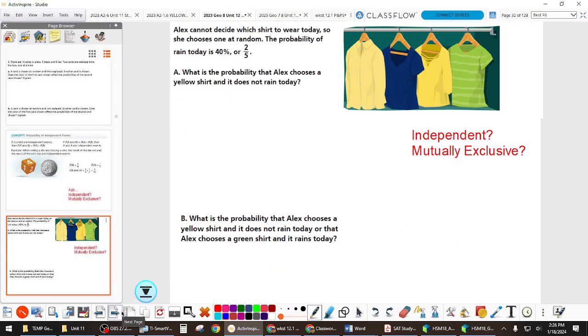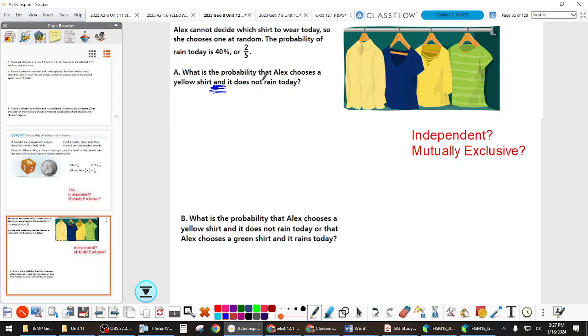Let's go to this one. Do you want a minute to write it down? Or do you want to just do it with me? Okay. All right, so Alex can't decide which shirt to wear today, so she chooses one at random. These are her shirts, okay? So she has four shirts to choose from. And then she's talking about the probability of rain today is 40% or 2/5. So seemingly unrelated, right? What you choose to wear and rain probability.